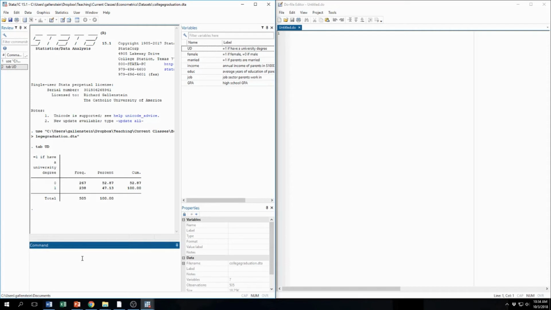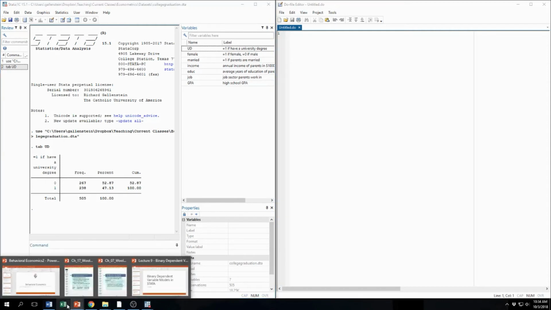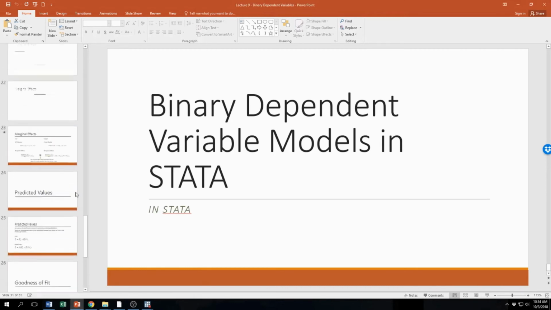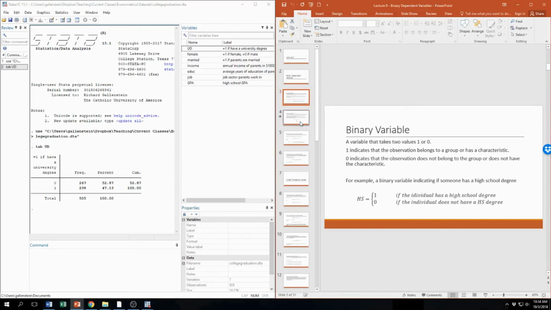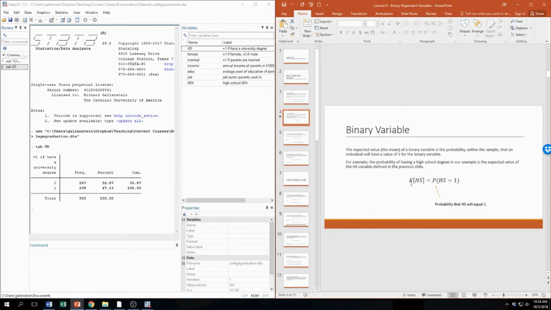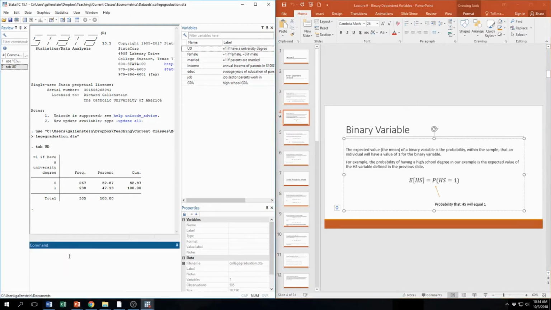Now, to reinforce the point that I made at the beginning of the lecture, maybe we'll kind of go through this here. Just to reinforce the point that I made in the beginning of the lecture, the expected value of this binary variable is equal to the probability within the sample that someone will have a dependent variable equal to 1. So in this example, the probability that someone in our sample has a university degree is going to be just the average in the data set. So let's just find what that average is.